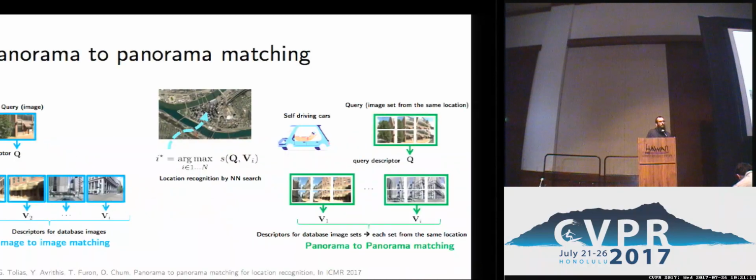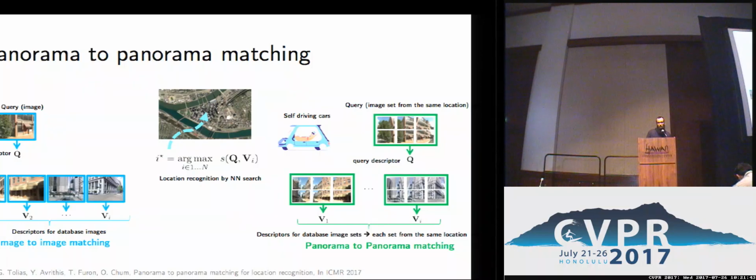So here on the left, I show the traditional approach of extracting a descriptor from an image, also for the query, performing nearest neighbor search, and then transferring the location of the retrieved images to perform location recognition. On the right, we assume that we have several images associated with a location on the map, which is a realistic approach since in many cases location recognition is handled with street view datasets on the collection side, on the database side.